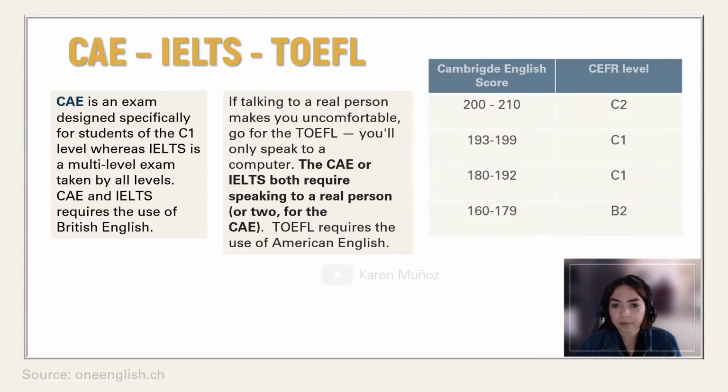Here we have the Cambridge English score and the CEFR level. If you get a score between 200 and 210, you will get the maximum level, that is the C2 level. If you get a score between 160 and 179, you will get a B2 level.